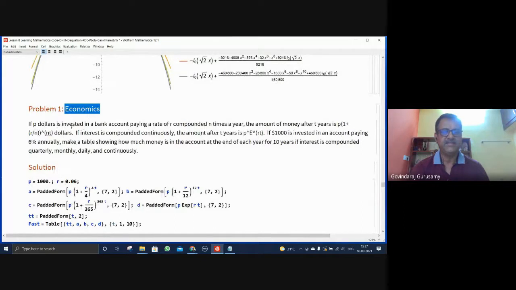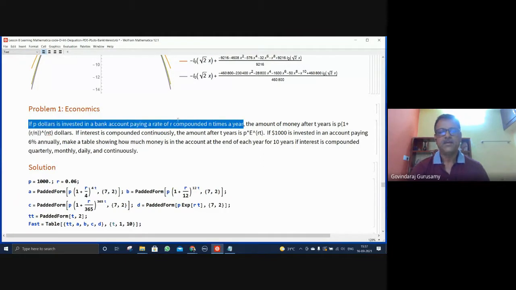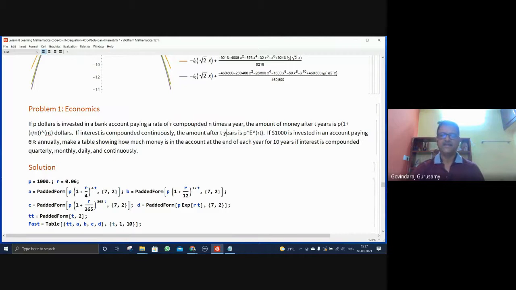If P dollars is invested in a bank account paying a rate of r compounded n times a year. This is compounded n times here, which means it can be 3 times or 5 times or 10 times or 100 times or every millisecond or microsecond. Milli, micro, nanoseconds, all can be taken. So it is compounded n times a year. The amount of money after t years is P into (1 + r/n) to the power n t dollars. This must be an expression that you must be familiar with from high school calculation of interest.